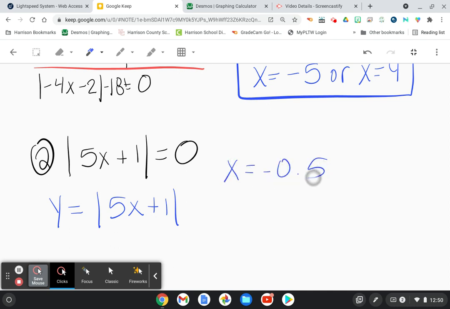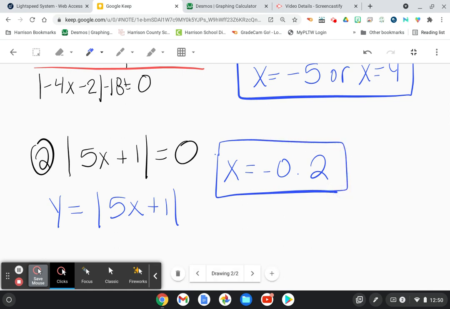So that's an example. The last one had 2. I have no idea why I put 0.5. X equals negative 0.2. The last one had 2 solutions where this one just had the 1. If you ever get a decimal, just round. That's no big deal.